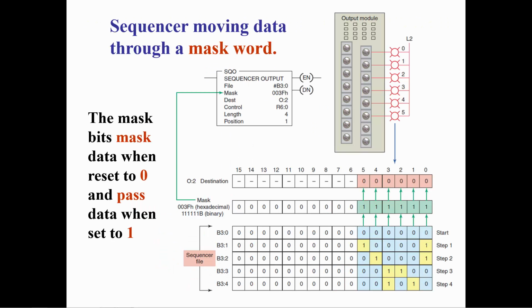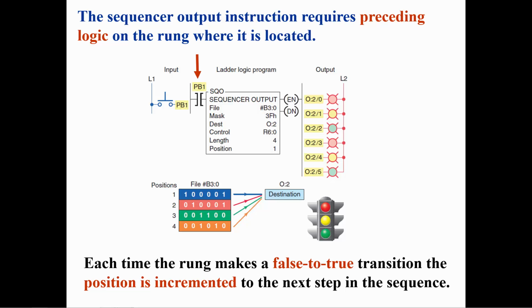With the traffic light example, only bits 0 to 5 were needed to control the lights. Using a mask with a 1 in bits 0 to 5 will prevent the other outputs of O:2 from being changed by the sequencer. The 6 ones are equivalent to 3F in hexadecimal. Where there is a 1 in the mask, data will pass. There needs to be some conditional logic on the rung before the sequencer instruction because the sequencer will only transfer the next step on the false to true transition of the instruction.